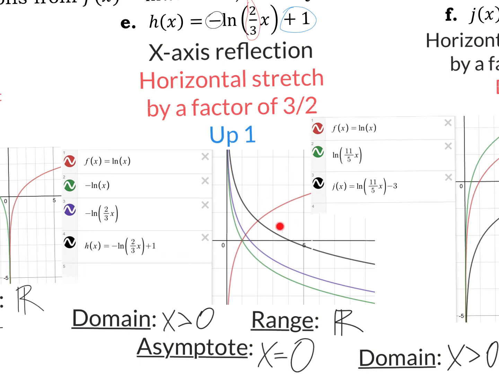So we're looking at the black graph for your domain and range. You can see it's still not able to go left of x equals 0. So my asymptote x equals 0 stayed in the same place. The graph is still going to the right, so you say x is greater than 0. And the graph is still going upwards and downwards, so I have a range of all real numbers.